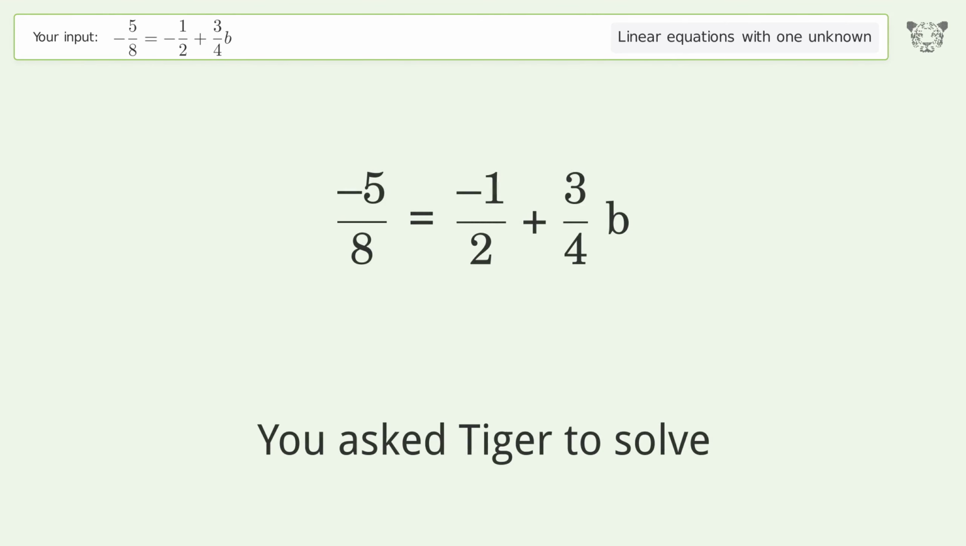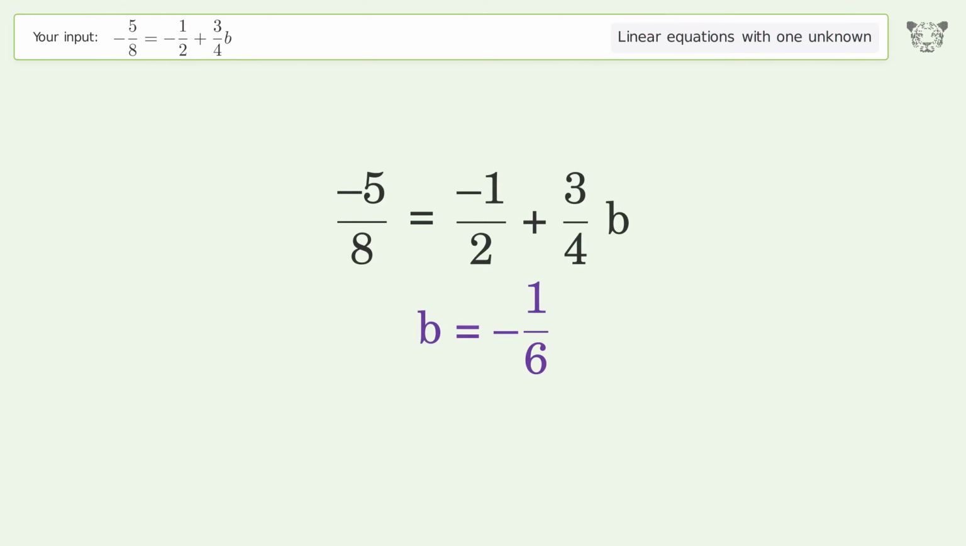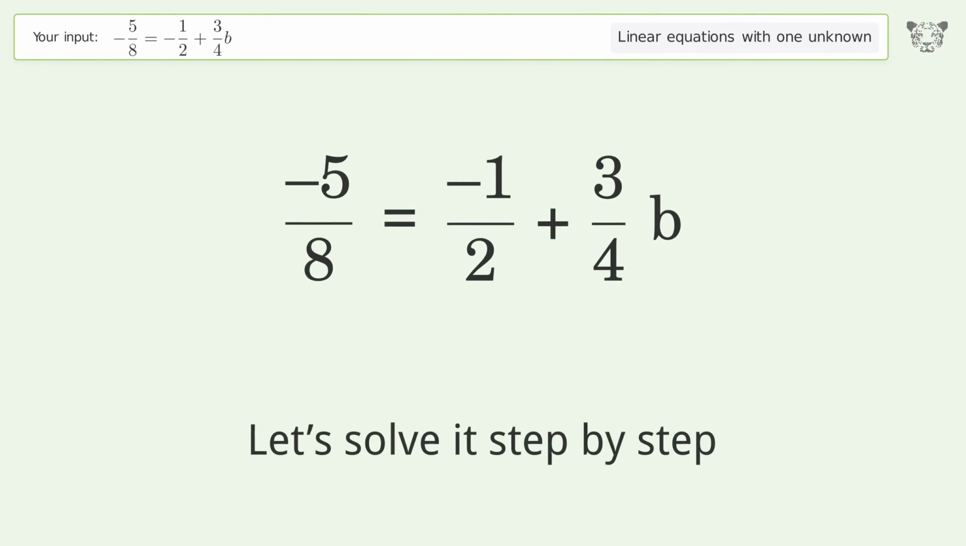You ask Tiger to solve this. This deals with linear equations with one unknown. The final result is b equals -1/6. Let's solve it step by step.